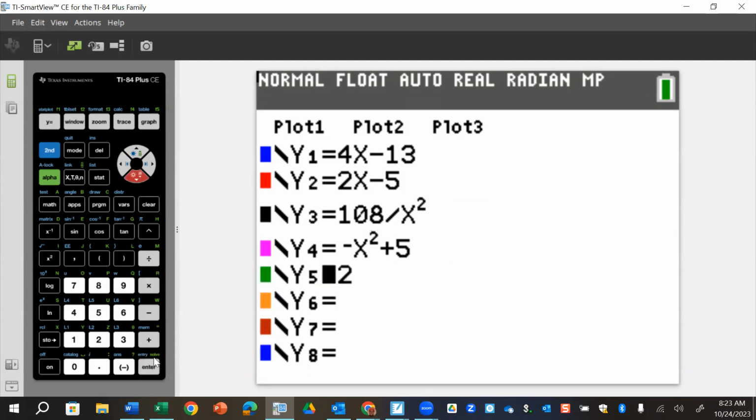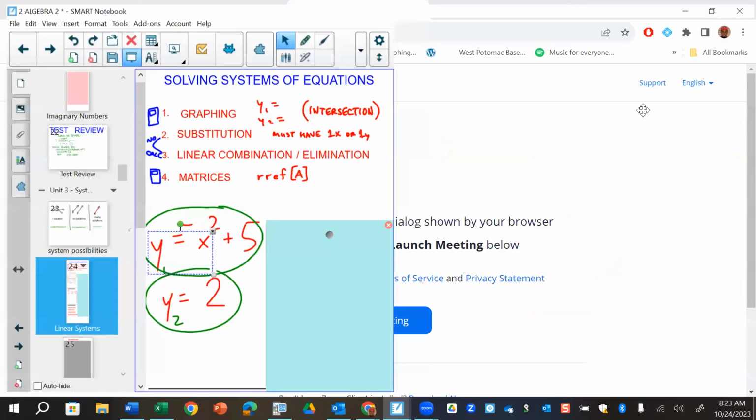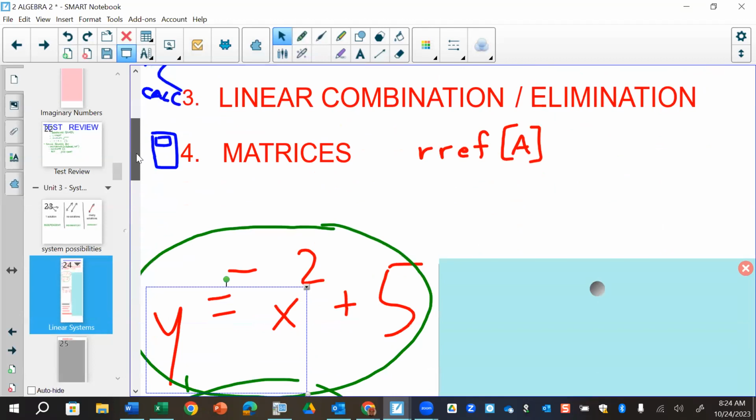Now we're going to do the one we did first, the 4x minus 13, 2x minus 5. We're going to do this one by hand now. So, do you have a favorite? Substitution or linear combo? We're going to do it both ways. So, what does it say about substitution? You're looking for a 1x or 1y. What if you don't see that? You could still do substitution, but it's a little harder. So, let's look at our problem.